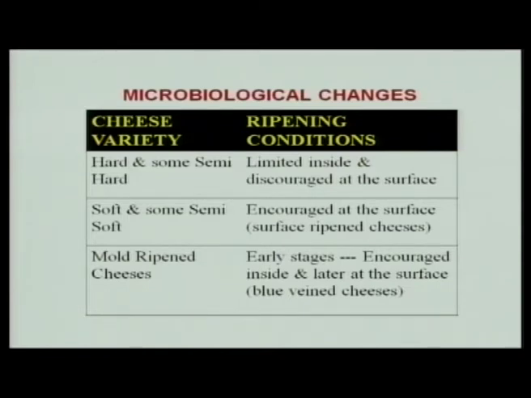Microbiological changes take place in different varieties of cheese. The ripening mode is very important, and hard and semi hard varieties are internally ripened. They discourage surface growth, and there is limited proliferation in the mass of the curd, that is inside the cheese mass. Soft and semi soft varieties are normally surface ripened, and smearing is used with typical bacteria, or typical strains of Penicillium are used for making the surface ripened cheeses and mold ripened cheeses.